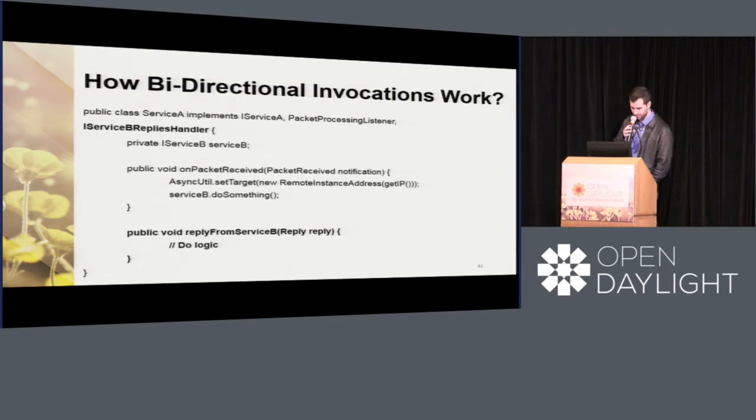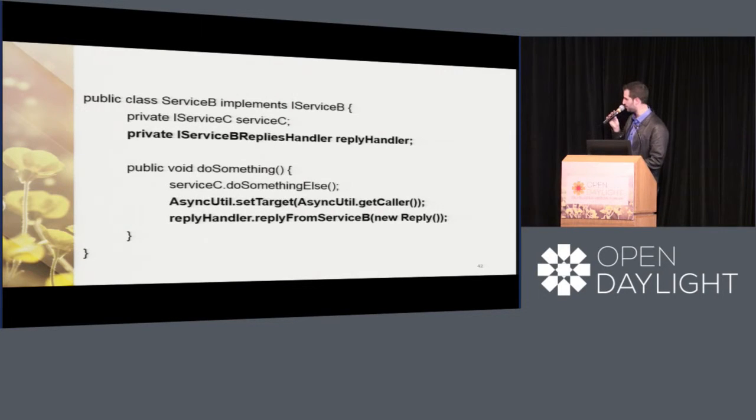So here, to allow the bidirectional invocation, service A had to implement a new interface. This is the name of the interface, for example. And he implemented the reply method. Service B had to add a new field, a reply handler, and when do something is invoked, he actually tells the infrastructure, get me the caller. I want the next. You see the 2 lines in bold, right? The first line determines where the call will be invoked, and the second line is the actual invocation.